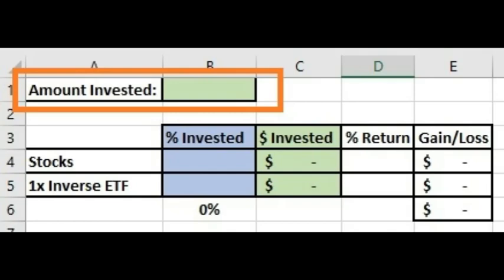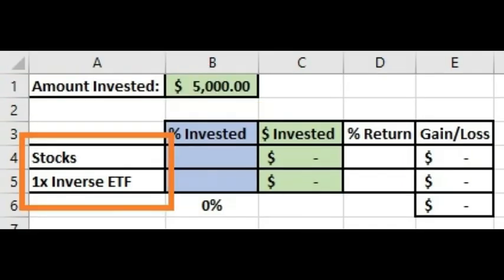At the top, we have the amount invested. Here you put in how much total money you want to have invested in stocks and your inverse ETF. Let's say we have $5,000 we're willing to work with. On the left, we see stocks and 1x inverse ETF. 1x means if the stocks go up by 1%, the inverse ETF goes down by 1%, and vice versa.